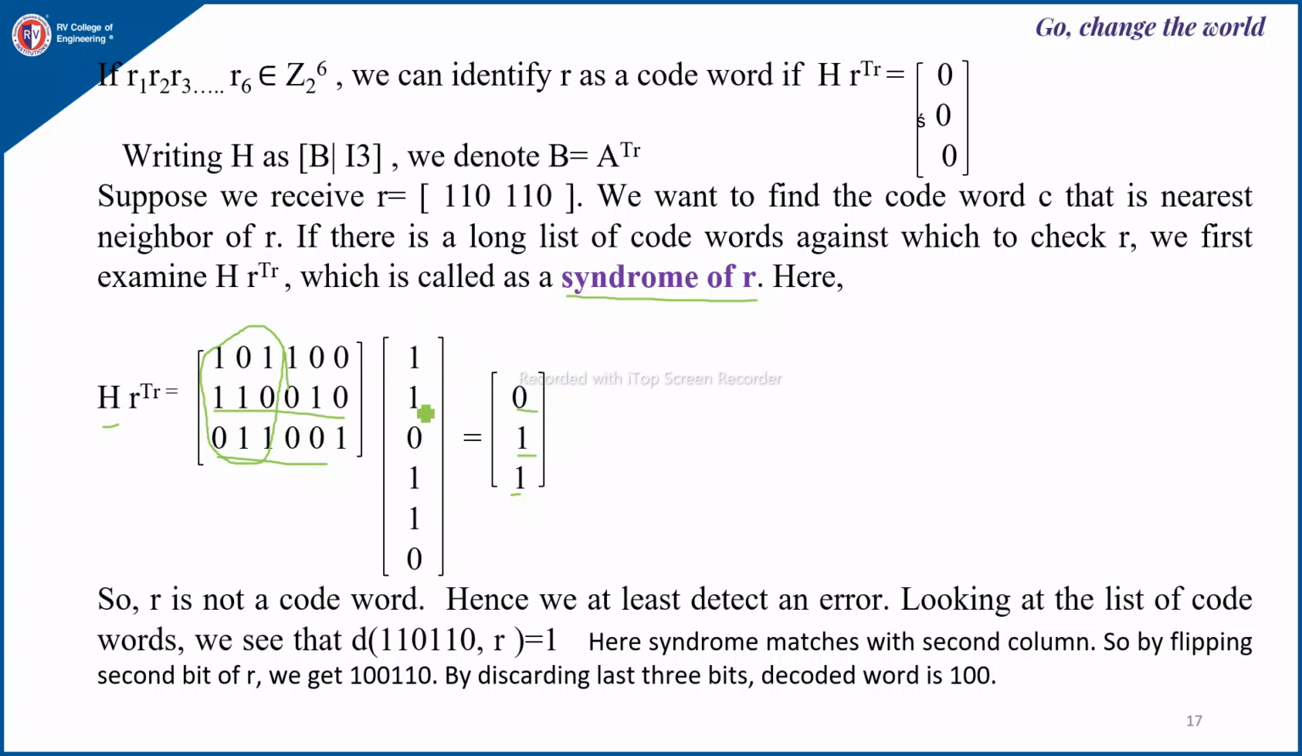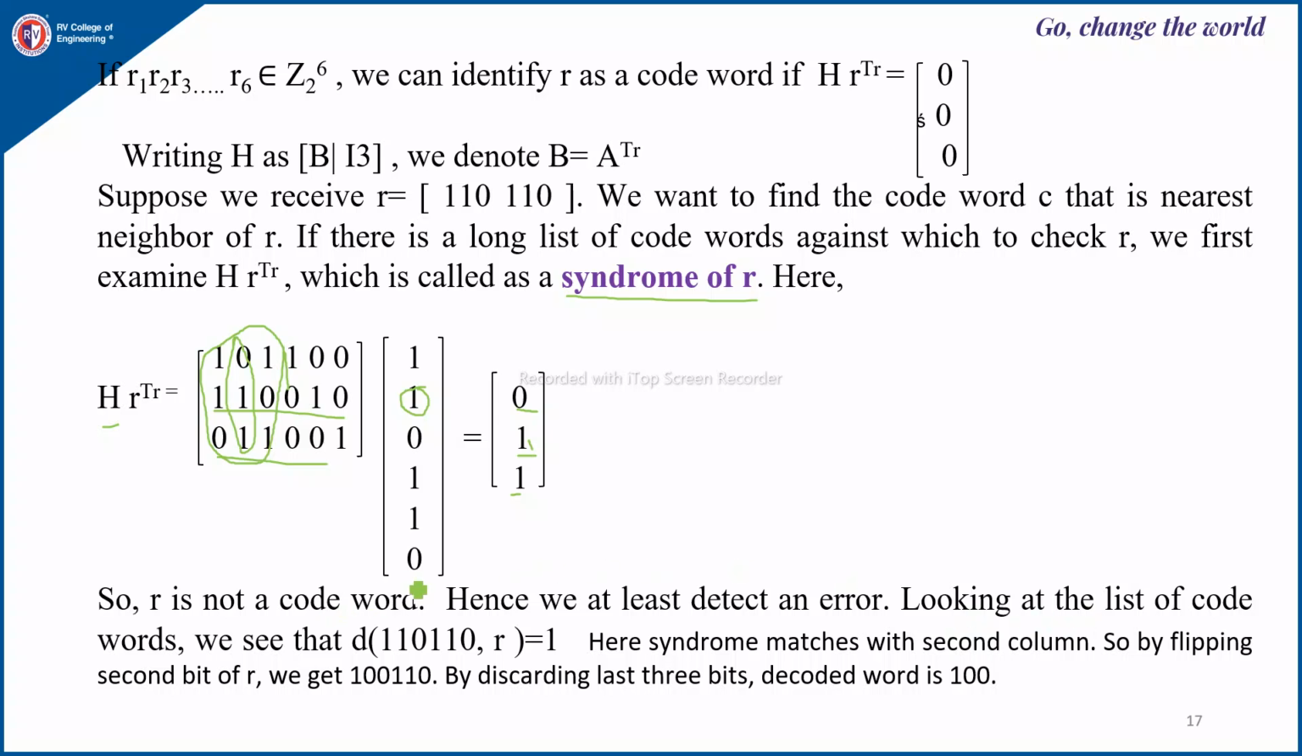Then how do we identify which bit has been flipped? You compare this 0, 1, 1 with the columns of the H matrix. So this 0, 1, 1 matches with the second column. You can see it is matching with the second column. If you flip the second bit of the received message, what I get is the correct code word. So r is not a code word because it's not 0. Hence we detect the error.